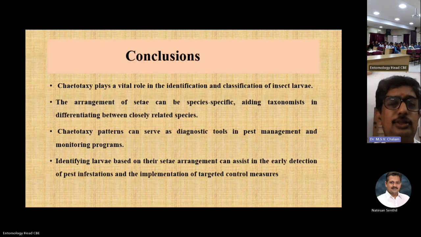So, nearing the end, what are the conclusions? Chaetotaxy plays a pivotal role in the identification and classification of larvae, and the arrangement of these setae is very species specific, and it can aid the taxonomist in differentiating between closely related species. Chaetotaxy patterns can serve as diagnostic tools in pest management as well as monitoring programs, and you could even rely on Chaetotaxy for early detection of pests and implementation of targeted control programs. Next one, please.